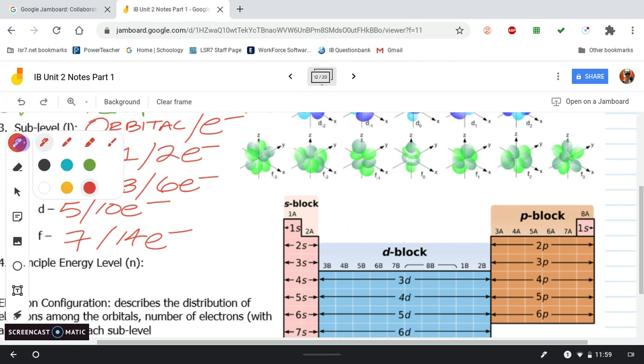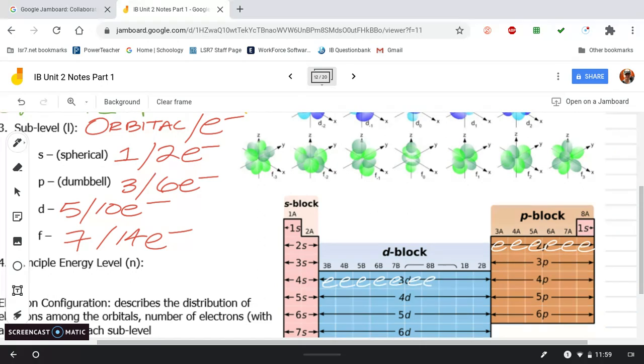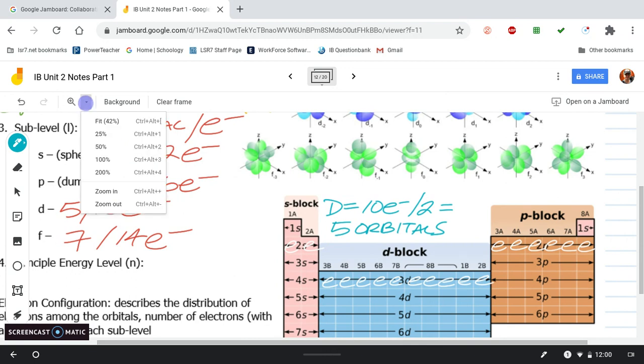This is an electron. This is an electron. Every box is an electron. So 1, 2, 3, 4, 5, 6. I don't have to memorize that. I could just count. Look at the D: 1, 2, 3, 4, 5, 6, 7, 8, 9, 10. There's 10 electrons. S, 1, 2. Now, if you need to figure out the orbitals, just take your electrons and divide by 2. For the D, I just counted 10 electrons, I'm going to divide that by 2, and that's going to be 5 orbitals. Don't make this harder than it is, because it's really not that hard.